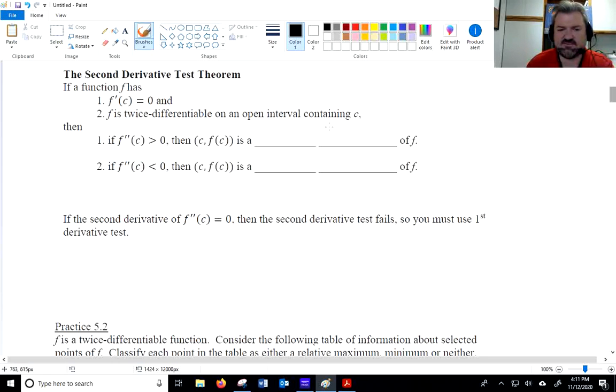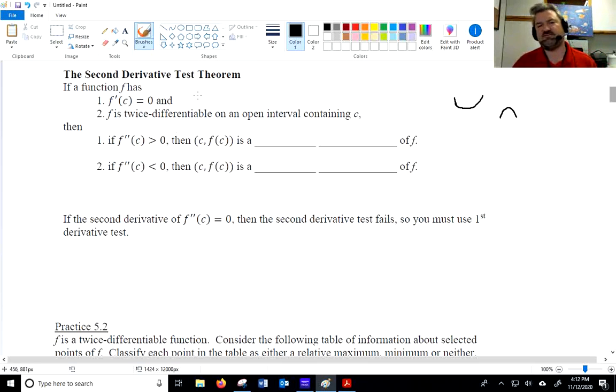Well, that's exactly what the second derivative test theorem says. It says that if we have a critical number at c, then if f is concave up there, remember concave up would be shaped kind of like this, then we have a relative minimum. If we're concave down, we have a relative maximum.